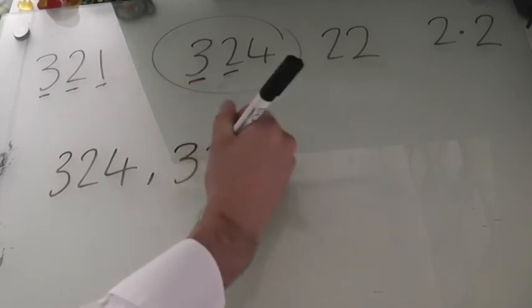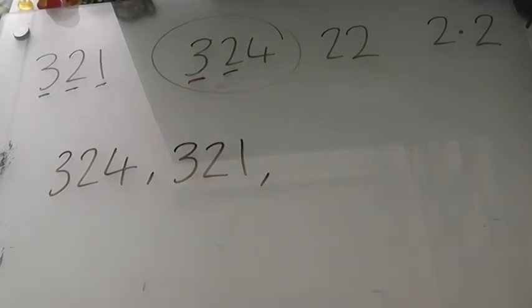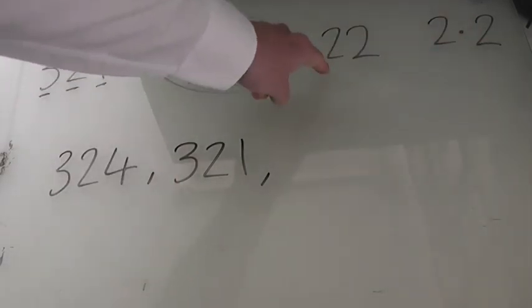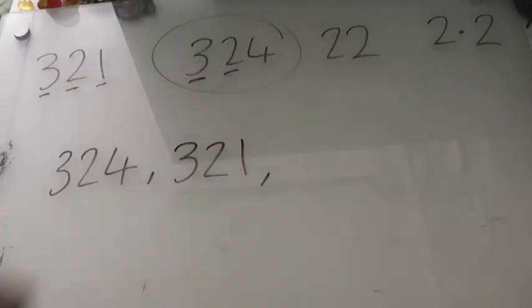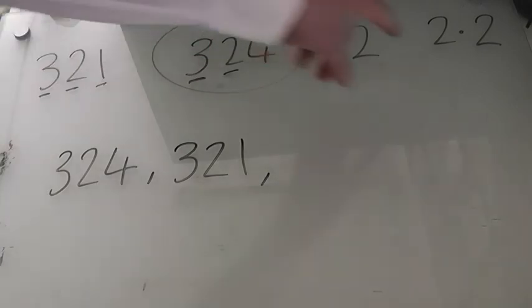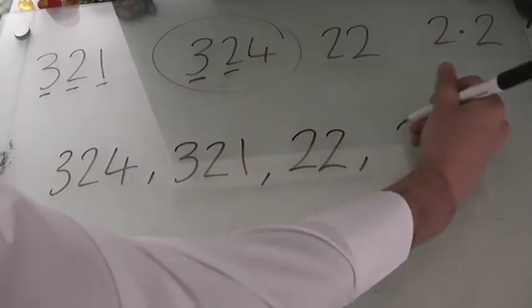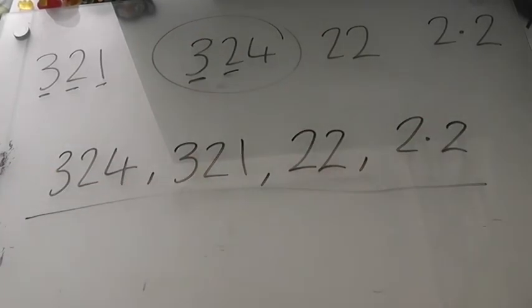Now we know the only other number to have a digit in the hundreds column is this one, so we put it next. Now we need to look for which one is biggest next. So we've got 22 and 2.2. This one had a digit in the tens column, this one had no digit in the tens column. So which one's bigger? Brilliant, it's this one. So instead of having 22 Haribos, this one has 2.2 Haribos. And I would much rather have 22 Haribos than 2.2. So we put our 22 there and 2.2 there. And there you go. You've now ordered all of your numbers.